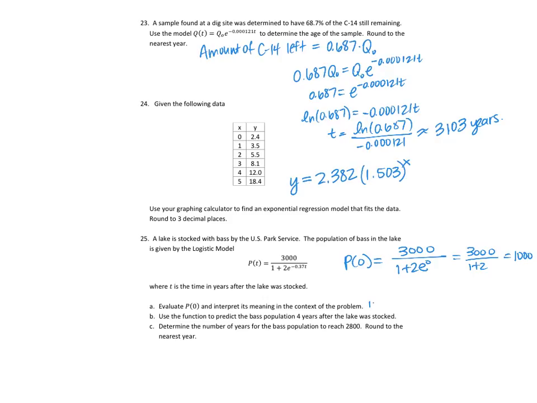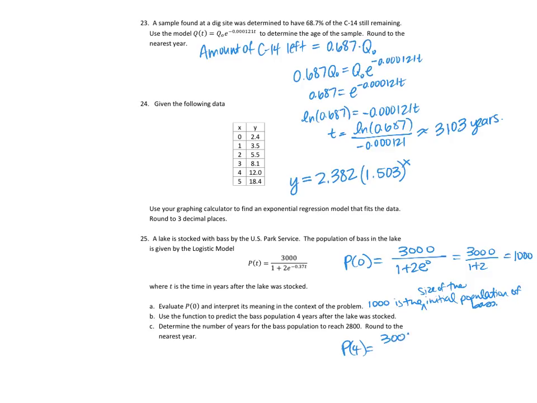So 1,000 is the initial population of bass. Well, that's the size of the initial population of bass. Then use the function to predict the bass population 4 years after the lake was stocked. So that's just P of 4. So I'm just going to plug in 4 into that.